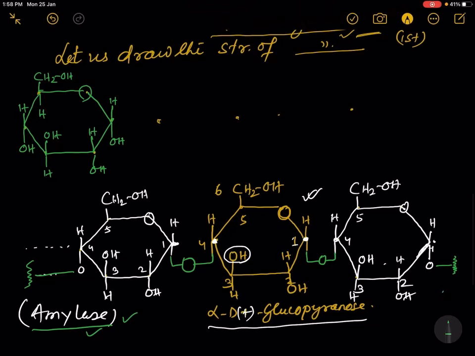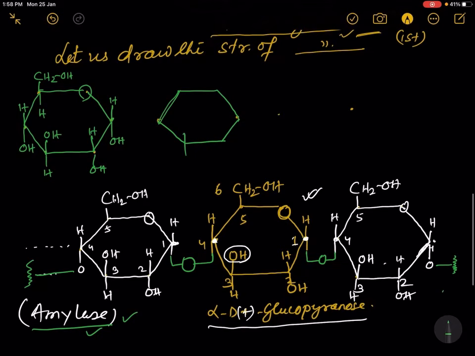Again we have to draw another alpha D glucopyranose. This is O. This is number 1, number 2, number 3, number 4, number 5. This number 1 position is connected to H and OH as shown, but number 3 position connects OH at the top and H at the bottom. At number 4 position you will find H and OH, and at number 5 you will find CH2OH, and this is the 6th carbon, and this is the alpha D glucopyranose unit.